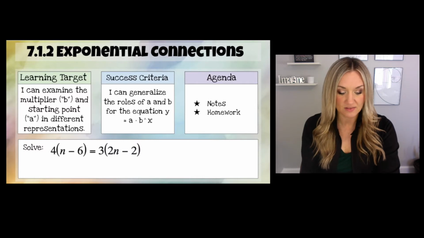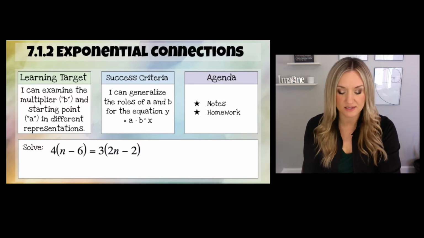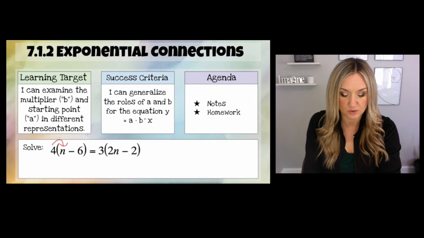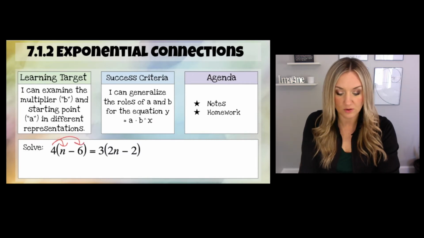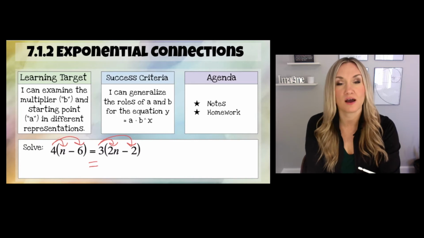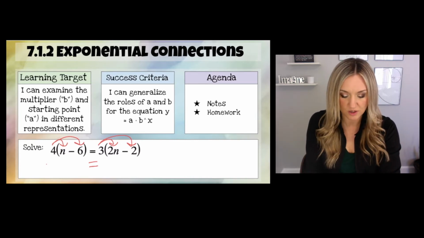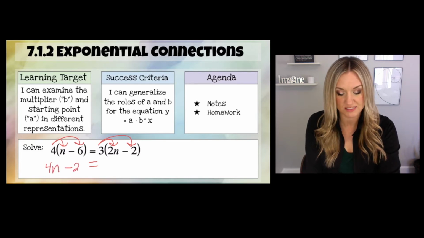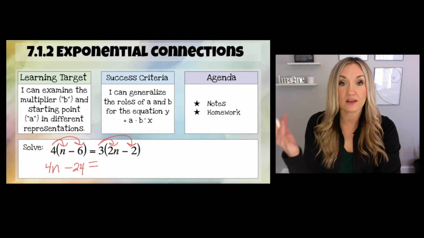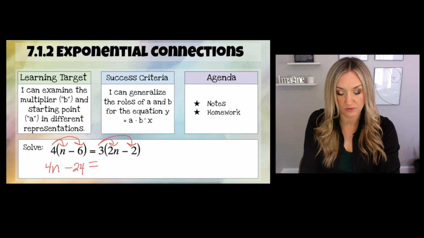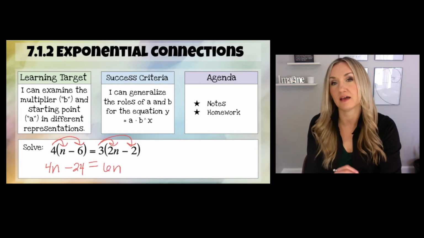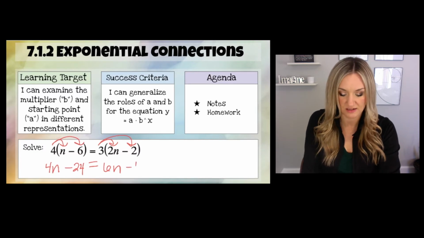So the first thing that I would like you to do is to recognize that we can distribute the 4, and we can also distribute the 3. Now within this equation, we do have the equal sign that's in the center of both of those. So we're going to go ahead and multiply 4 times n is 4n, and 4 times negative 6 is negative 24. And then on the right side of the equation, we have 3 times 2n, which is 6n, and then 3 times negative 2 is going to give us negative 6.